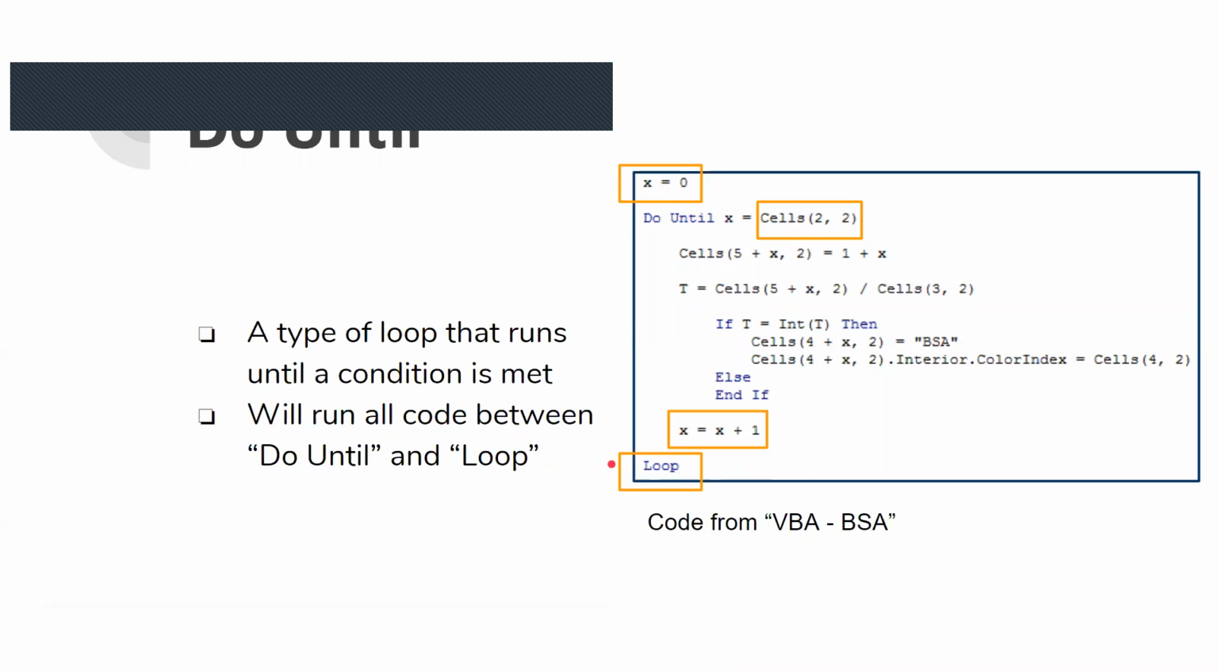And then when you're ready to go back to the top of the loop, you write the word loop. And so now x equals 1, so we go back to the top. Do until x equals 5. Right now, it equals 1.